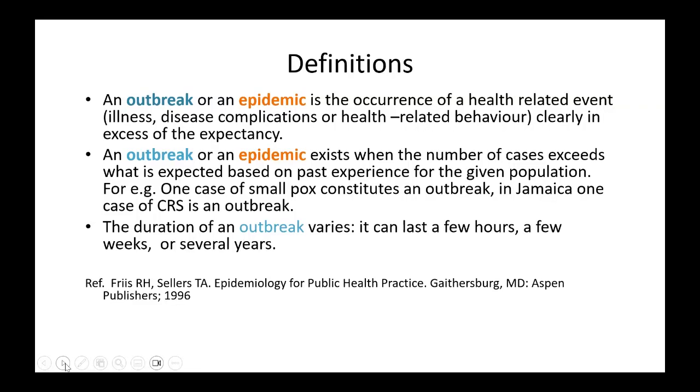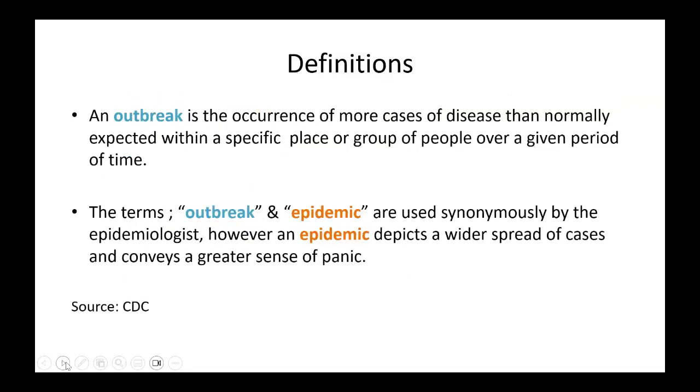Outbreak and epidemic are used as the same thing really. So if it exceeds what is normal, for some conditions, for example, if there's one measles case in Jamaica, it is considered an outbreak. Anywhere in the world, one case of smallpox would be considered an outbreak. The outbreak duration depends on what is causing it, and it can last a few hours, a few weeks, or several years, as we have seen with COVID-19.